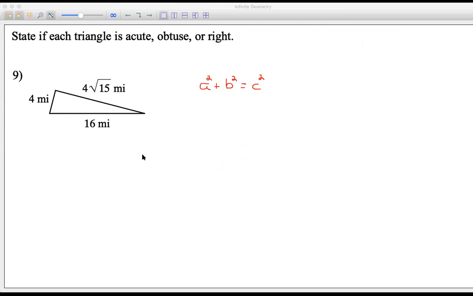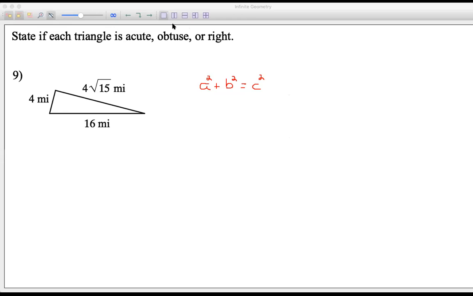You got to prove it. Why did I not erase a squared plus b squared equals c squared? That's how you're going to tell. If it is a right triangle, a squared plus b squared will equal c squared. Do you remember the rest of this?